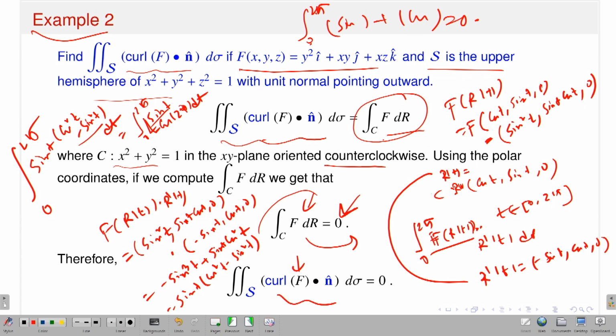So sometimes this will be useful. For example, if I give you some vector field and some surface, and ask you to calculate a surface integral, and it satisfies all the hypotheses, then you use Stokes theorem, you calculate the line integral, and the value of the line integral will be your required surface integral. Okay, so this is another example.